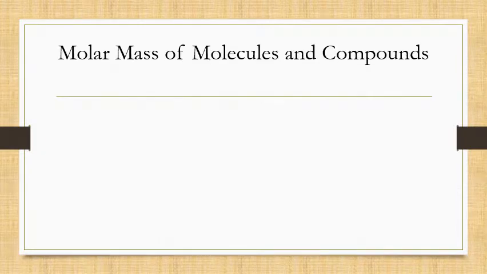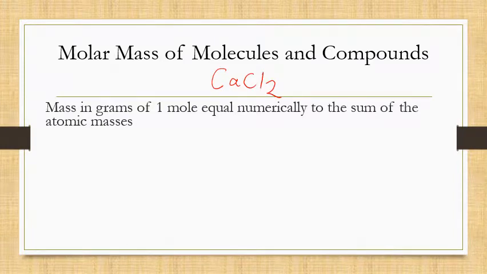So let's look at molar mass of molecules and compounds. So let's consider, for example, calcium chloride. What is the molar mass of calcium chloride? So the mass in grams of 1 mole equals numerically to the sum of the atomic masses.